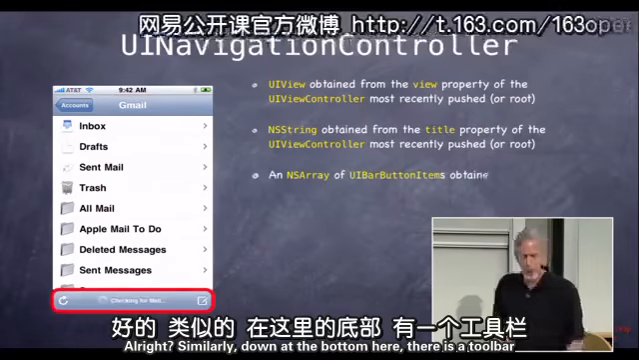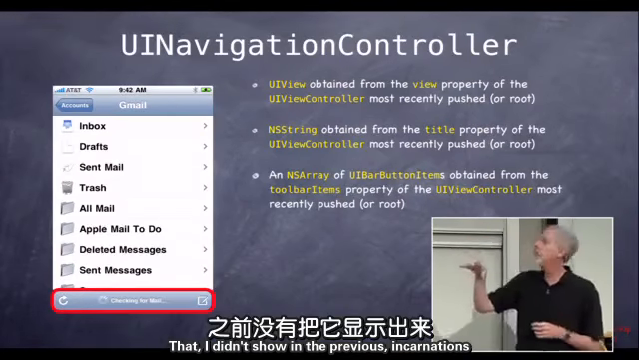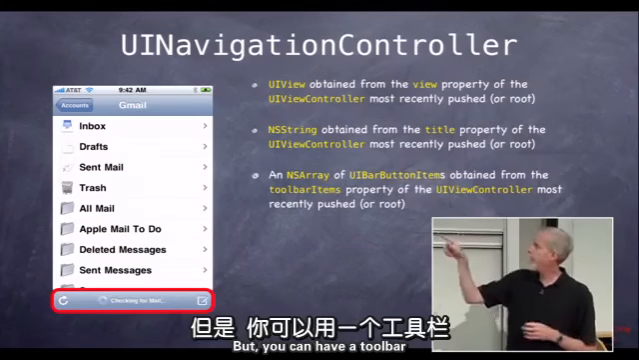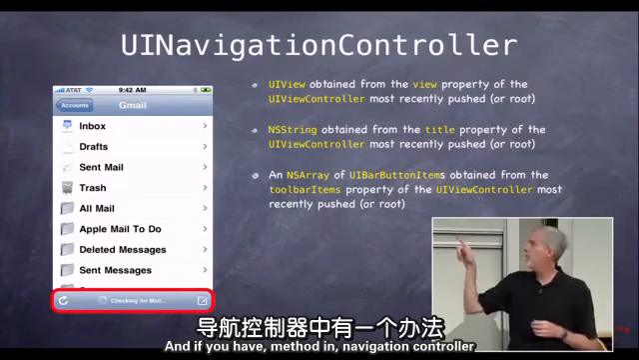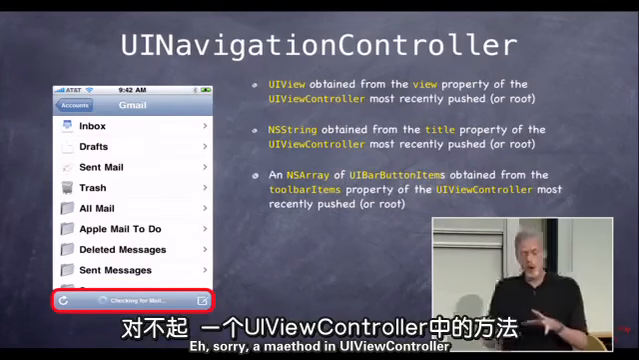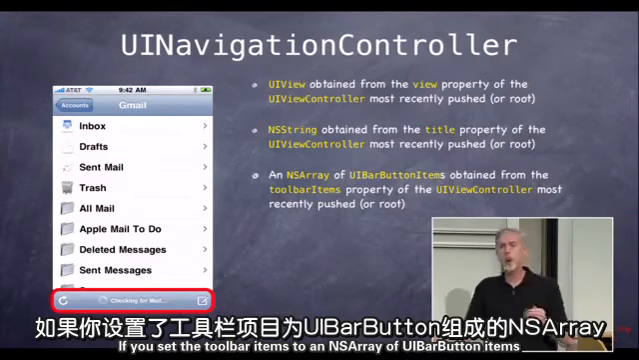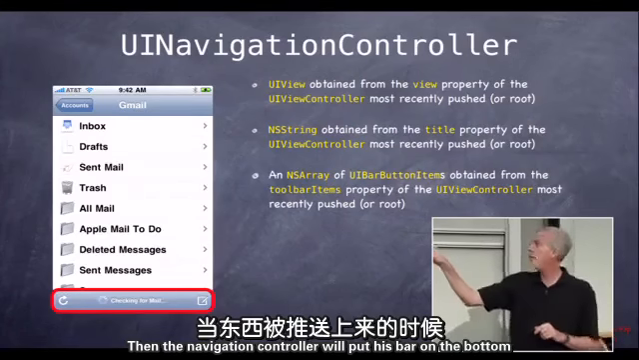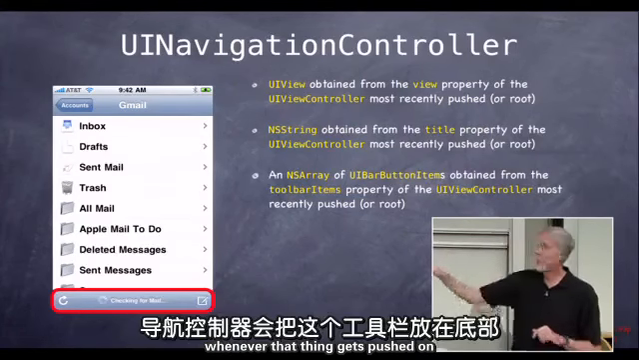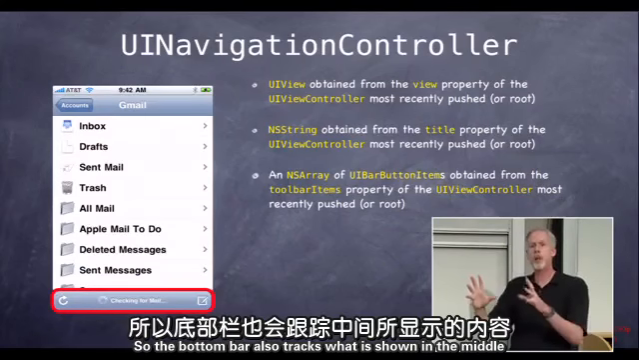All right. Similarly, down at the bottom here, there's a toolbar that I didn't show in the previous incarnations, but you can have a toolbar. And if you have a method in navigation controller, or sorry, a method in UIViewController called toolbarItems, if you set the toolbarItems to an NSArray of UIBarButtonItems, then the navigation controller will put this bar on the bottom whenever that thing gets pushed on. So the bottom bar also tracks what is shown in the middle.